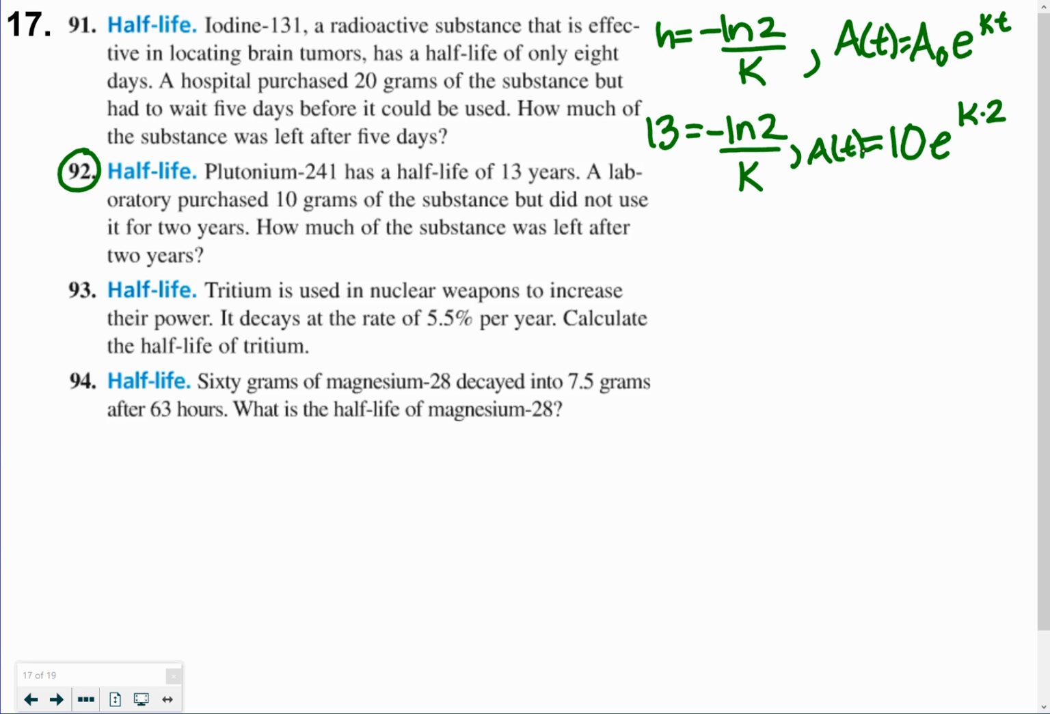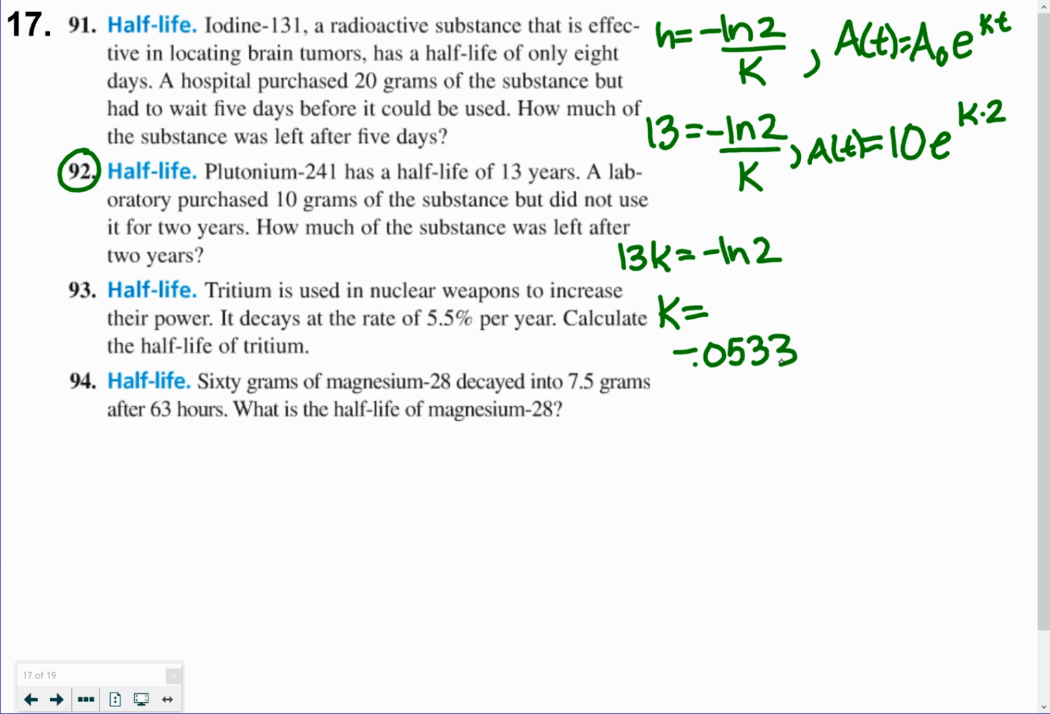Now, depending on what you're given, you'll start with one side of this or the other. In this case, I'm able to solve for k on the left side. K is the only variable that's left in that half-life equation. So I'm going to multiply by k to get it out of the denominator first, and then I'm going to divide by 13. Negative natural log 2 divided by 13 gives me negative 0.0533.